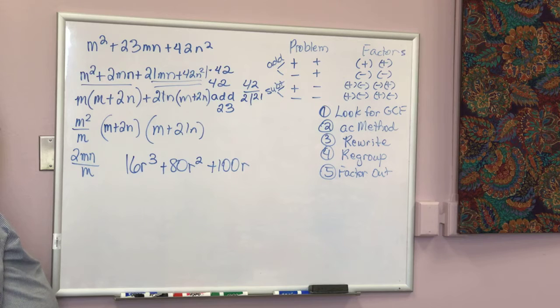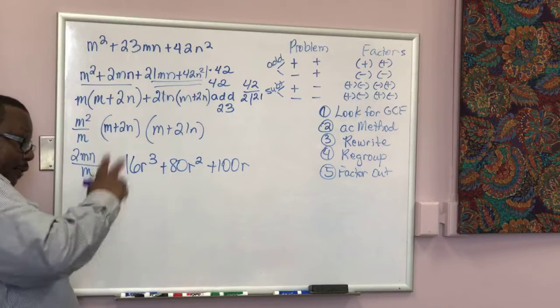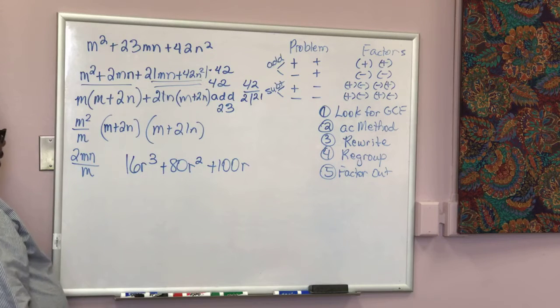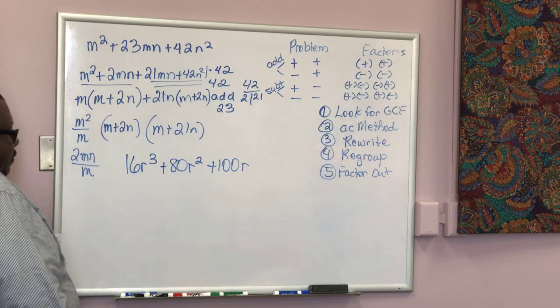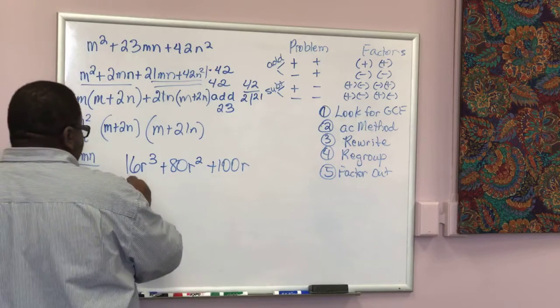You said 2? I said 4. 4? 2. We want the greatest common factor. Not just any factor now, the greatest one. So we said 4. 4 might be our greatest common factor. Let's look and see. So we're gonna take out a 4.